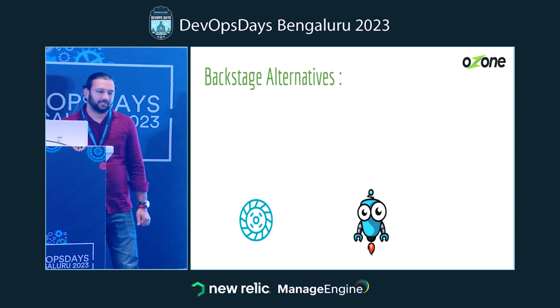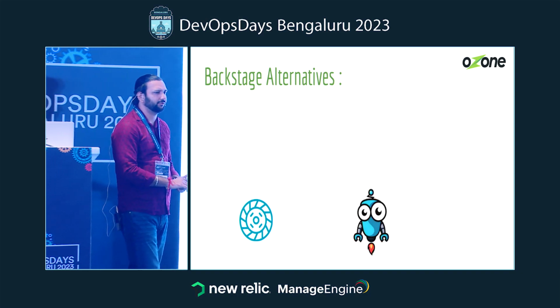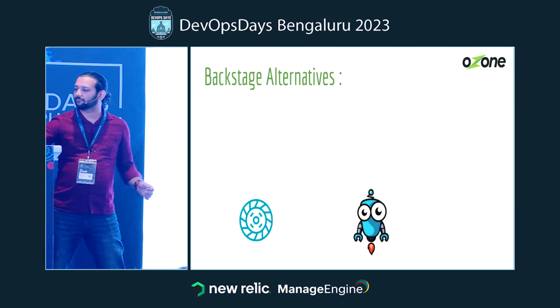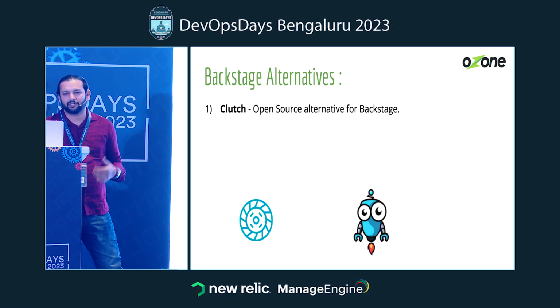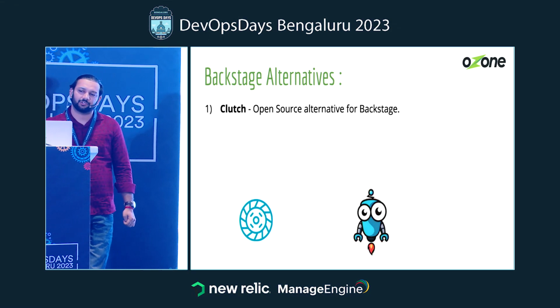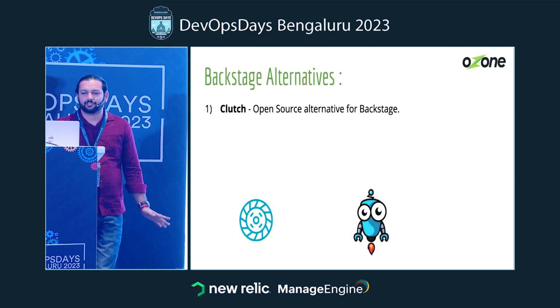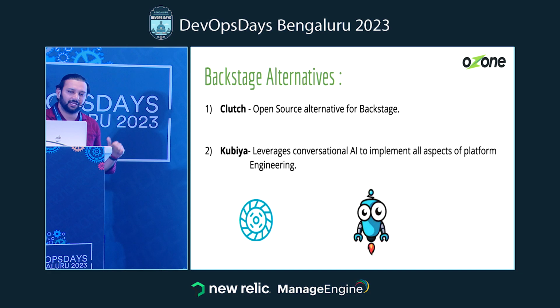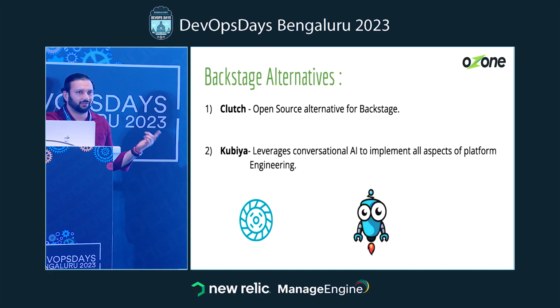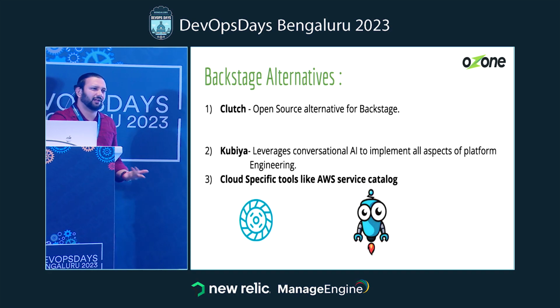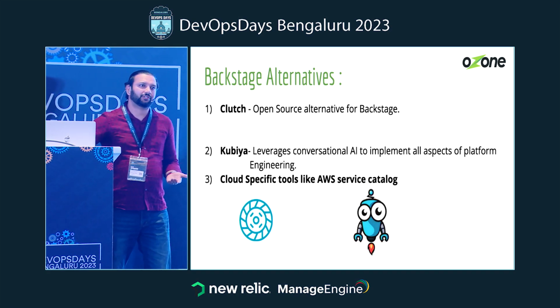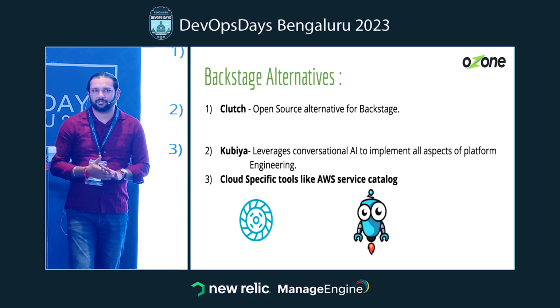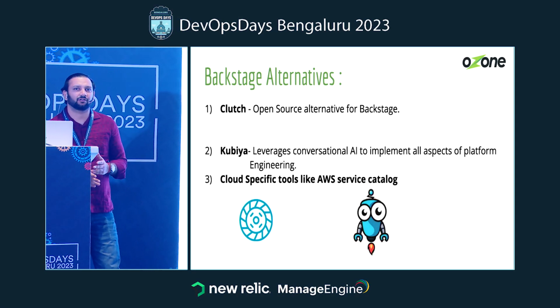So there are alternatives to Backstage as well. There was one called Clutch, which is also open source. It's similar to Backstage. Another one is Cortex. This was an example of the AI tool which I was telling you about. And there are many more tools, cloud agnostic tools like your AWS Service Catalog or similar.